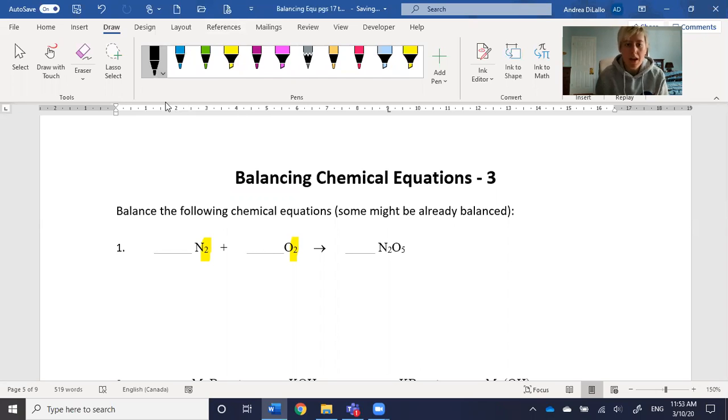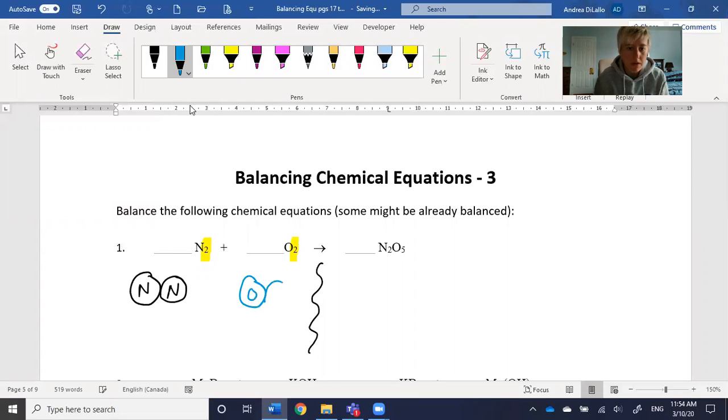So if I'm looking at here, N2, it's saying that in nitrogen gas, I have 2 nitrogen atoms chemically combined. So that's what this means right here. And if I'm looking at O2, well, the same logic is applying, is that in one molecule of oxygen gas, I have 2 oxygen atoms that are chemically combined here.